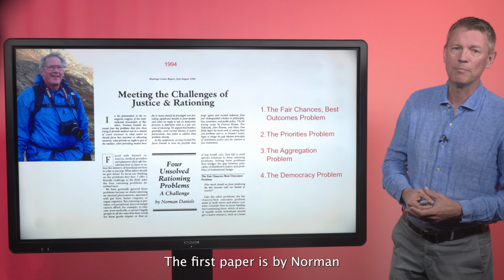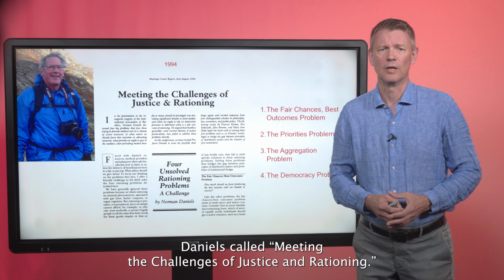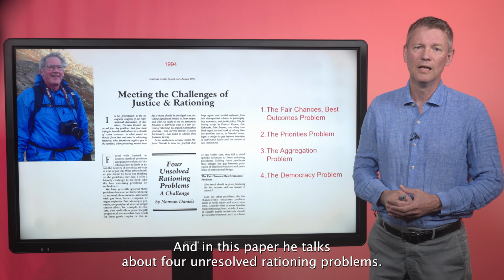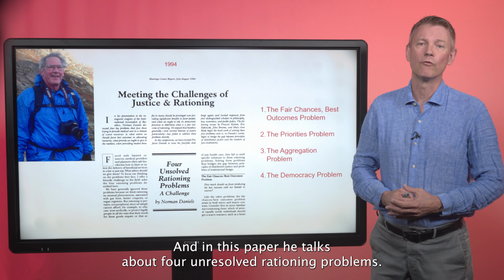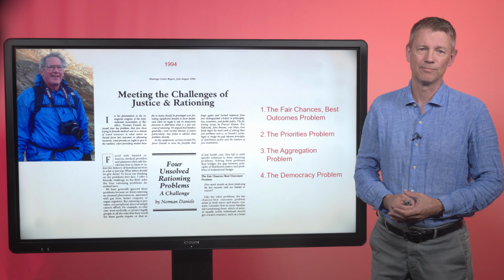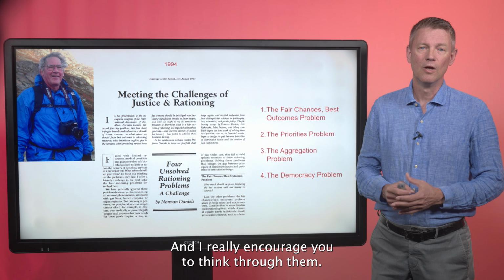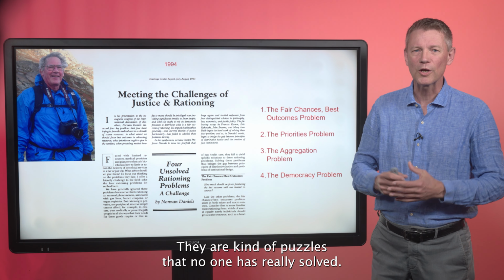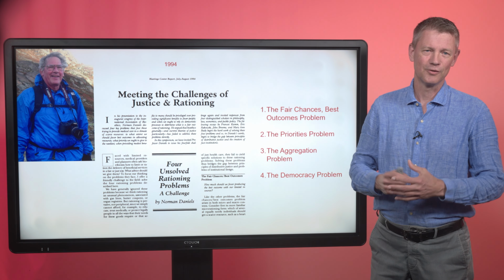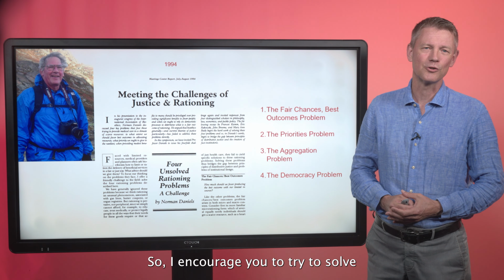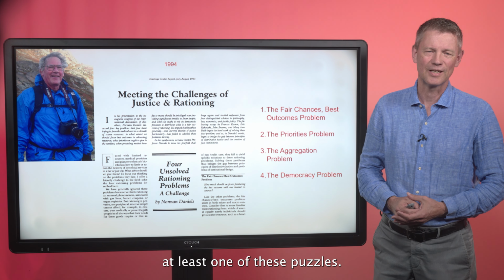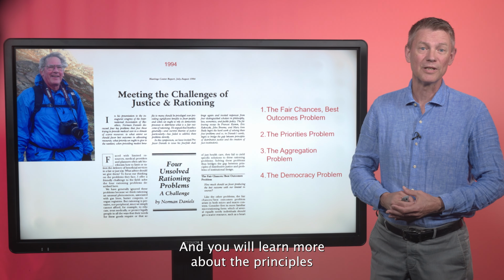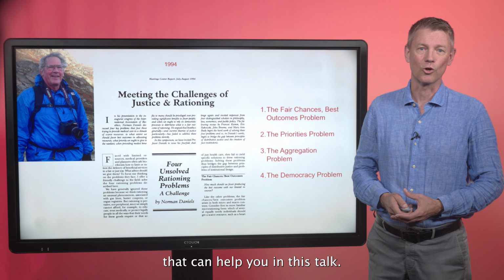The first paper is by Norman Daniels called Meeting the Challenges of Justice and Rationing. And in this paper, he talks about 4 unresolved rationing problems. And I really encourage you to think through them. They are kind of puzzles that no one has really solved. So I encourage you to try to solve at least one of these puzzles. And you will learn more about the principles that can help you in this talk.